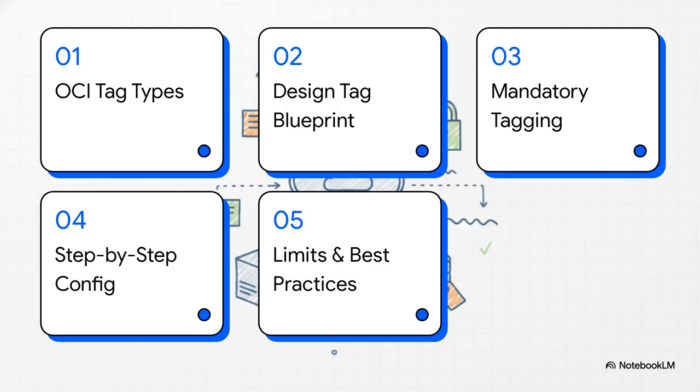1. OCI tag types explained. 2. Designing your tag blueprint. 3. Enforcing mandatory tagging. 4. Configuration step-by-step. And 5. Limits and best practices.